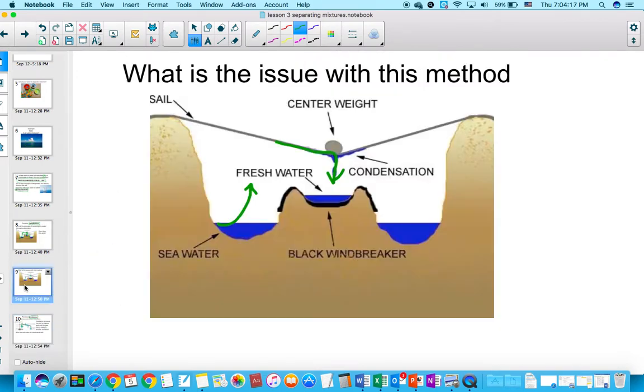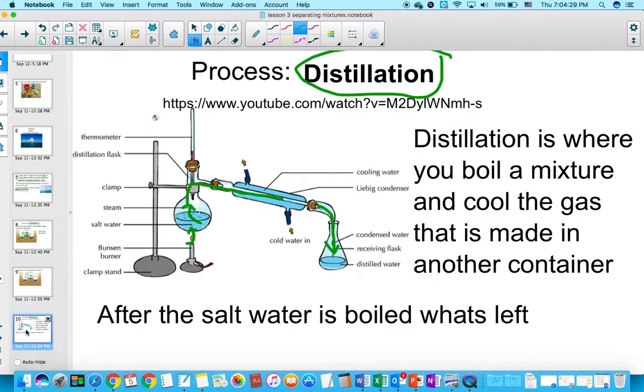So another issue with dehydration is if you didn't have this top part, if this sail broke or if there was a hole in it, the water would just evaporate through it and leave, and you wouldn't be able to collect it. While with distillation, it's controlled by this tube, and the cold water pours into this beaker.